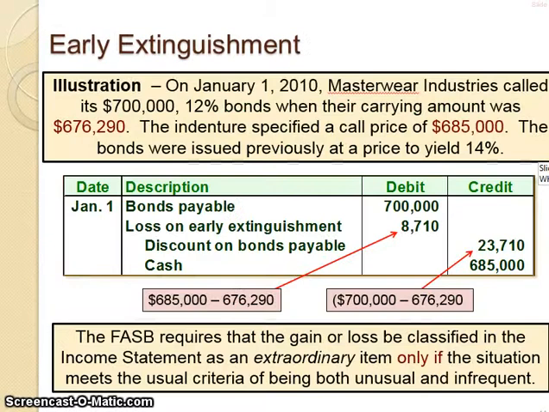And let's look at a calculation here. So here we go. We've got Masterware again. You've got their $700,000. At least they're being consistent.